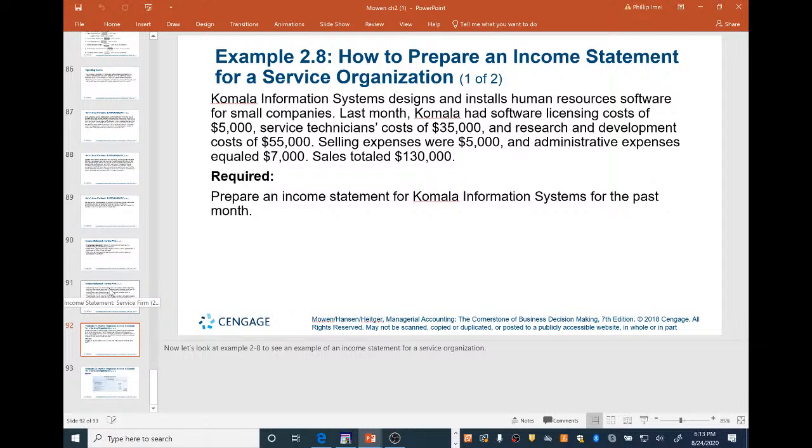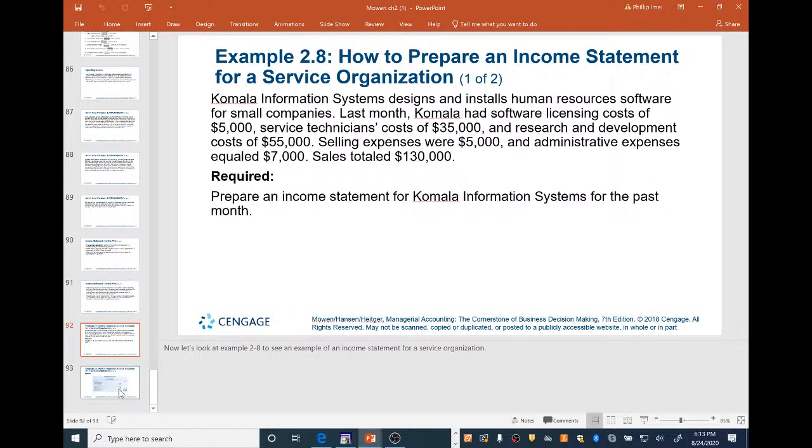Kamala Information Systems designs and installs human resource software for small companies. Last month, Kamala had software licensing cost of $5,000, service technician cost of $35,000, research and development cost of $55,000, selling expenses were $5,000, and administrative expenses equaled $7,000. Sales totaled $130,000. So here it wants us to prepare an income statement for this company for the past month.